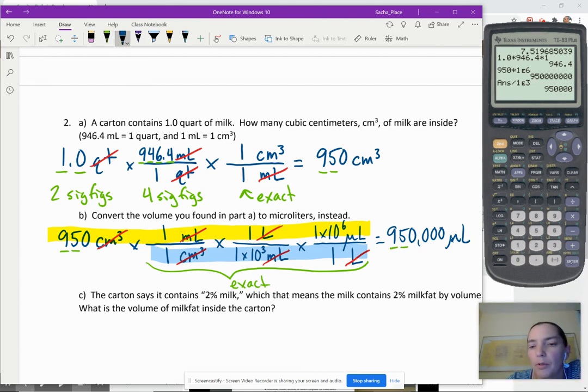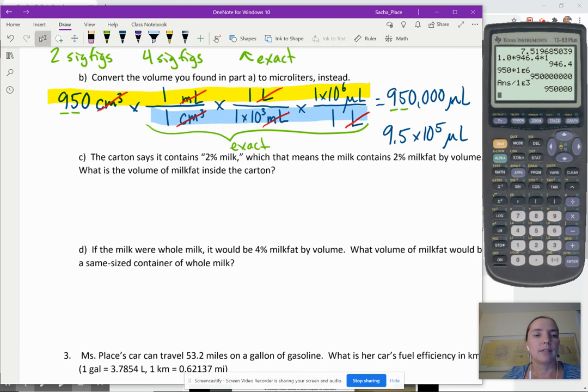Because it's a large number, some of you may wish to put it in scientific notation, and that would be 9.5 times 10 to the 5th microliters. Okay, so that is our answer to that longer problem. The next two are shorter, so if you want to try them on your own, again, pause this video and go ahead and try them on your own.